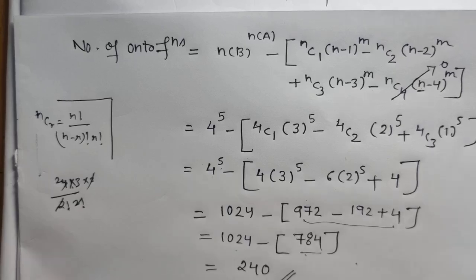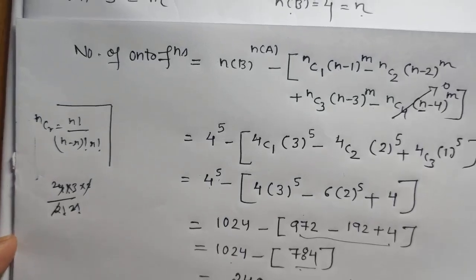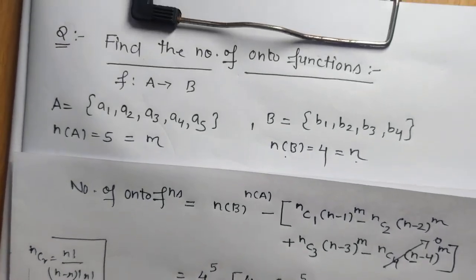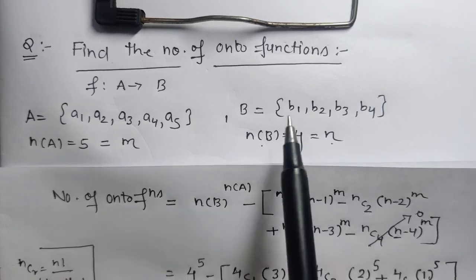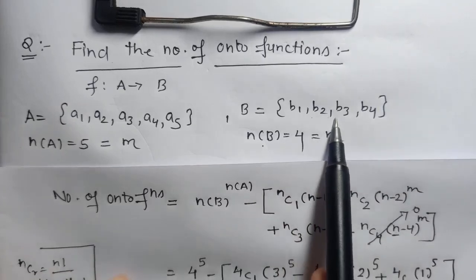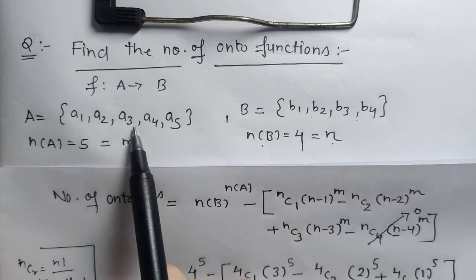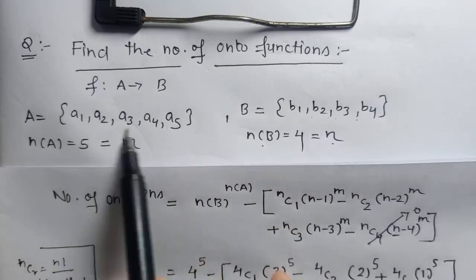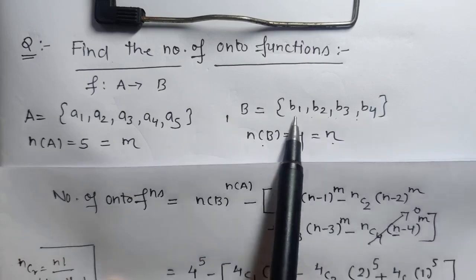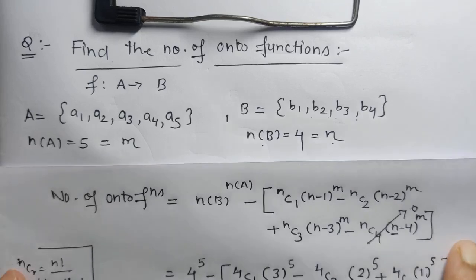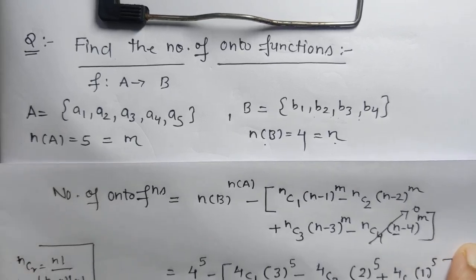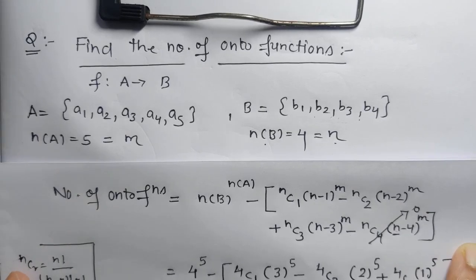So this is how we find the number of onto functions, where the mandatory condition is that the number of elements in the domain has to be equal to or greater than the number of elements in the codomain, because every element of the codomain must have some preimage in the domain, so the domain cannot have fewer elements than the codomain. I hope this problem is clear to all, and this is what I was talking about in the previous video, that I would be coming with a very important video on the number of onto functions.